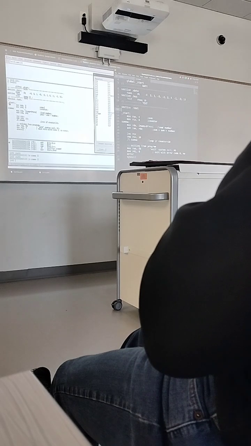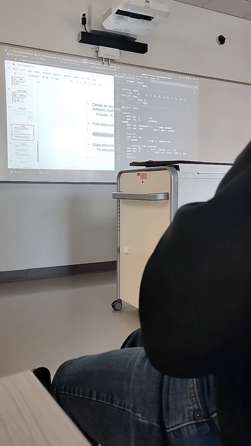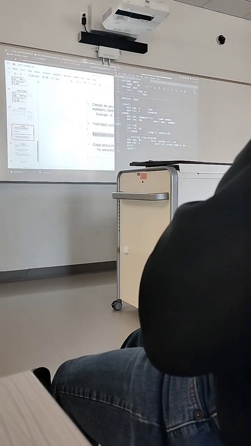I gave you the code, right? So the next part, we're going to do it together. So I'll help you even more, right? We did this part. Let's figure out how to do the next. How many negative numbers are there? How do we do that? So let's take this code and think about it.